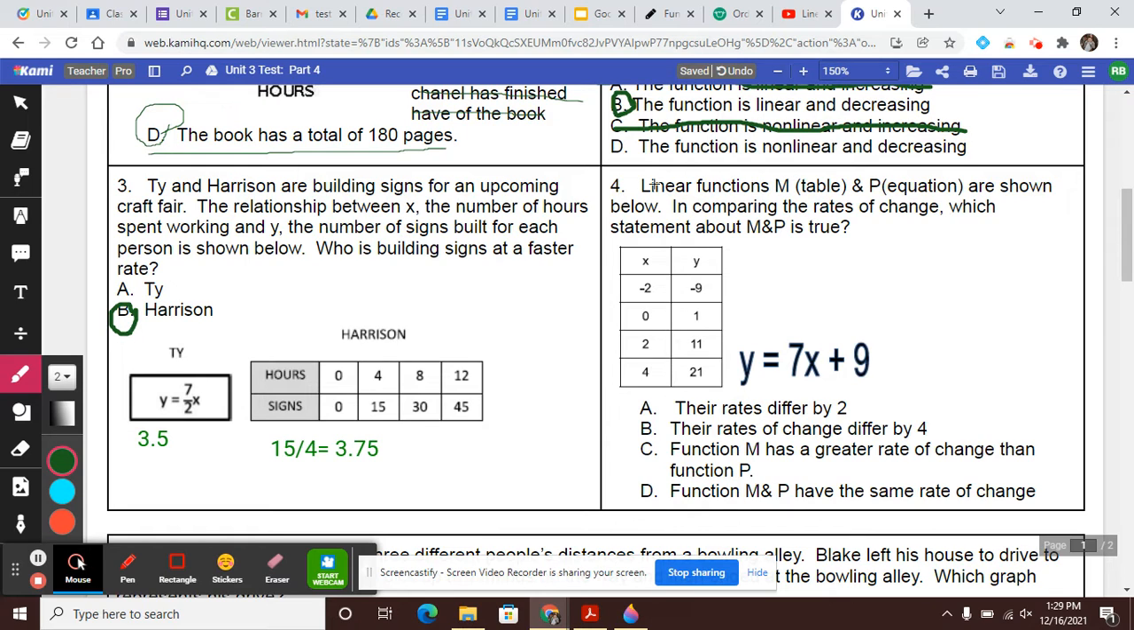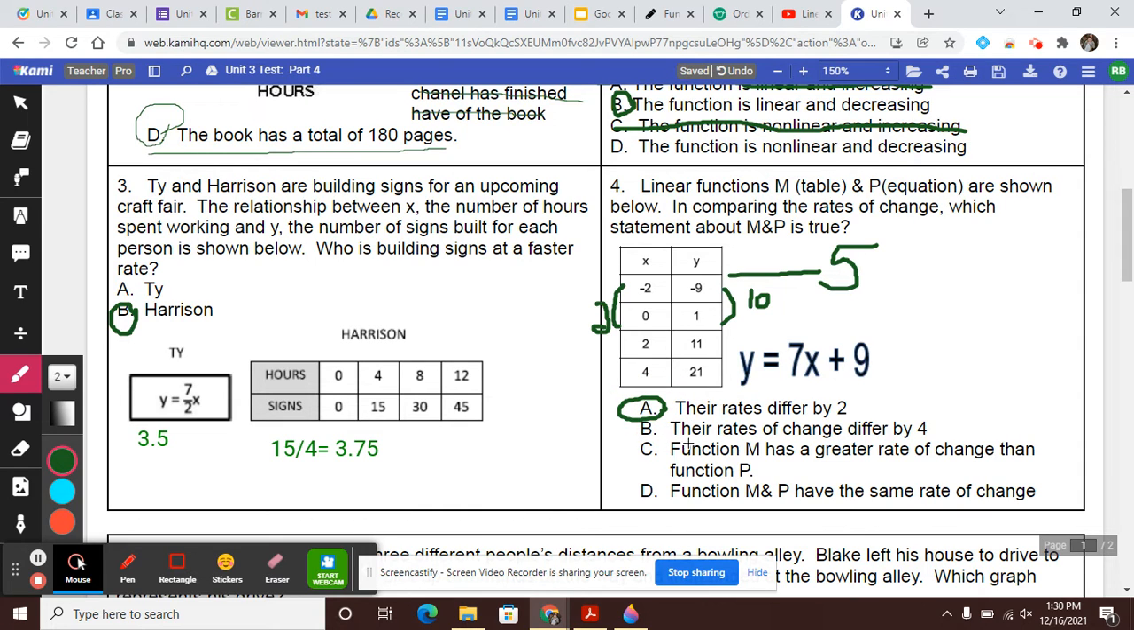Next, it says there's a linear function. M is the table. P is the equation, which are shown below. We're comparing the rates of change. We want to know what's true. For P, my slope is 7. We need to find my slope for M. I'm going up 10 while going up 2. So my slope here is 10 over 2, which equals 5. That's my slope for M. It says their rates differ by 2. Well, yeah, between 5 and 7, they do differ by 2. So we know that's true.